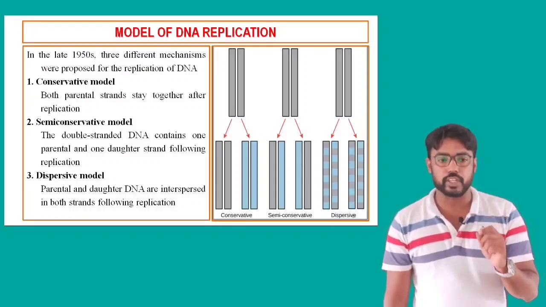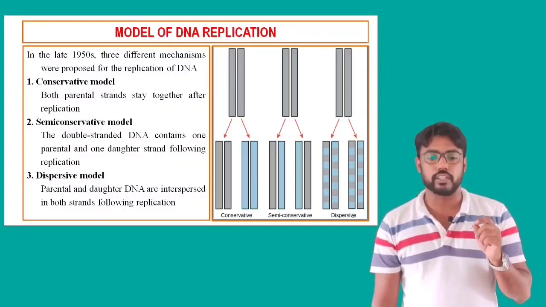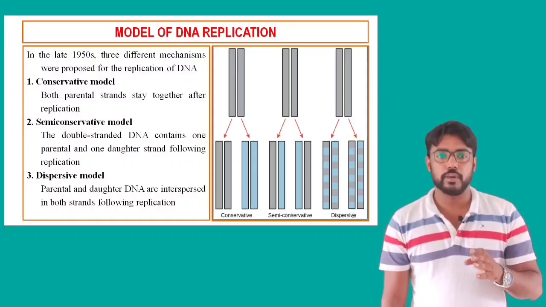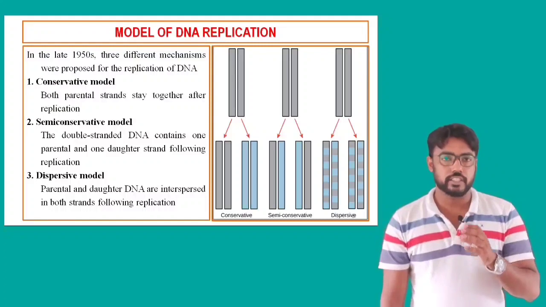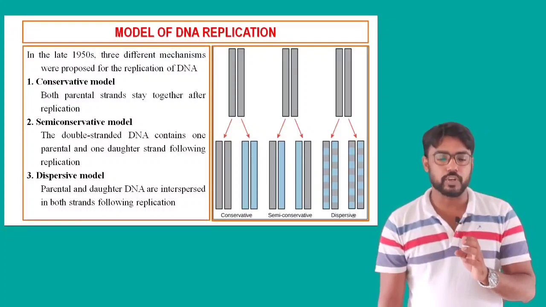In the conservative model, after replication, both parent strands stay together, and the daughter strands also stay together. This is the conservative model of replication.